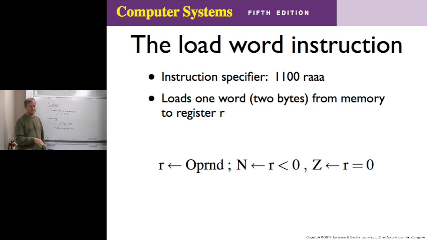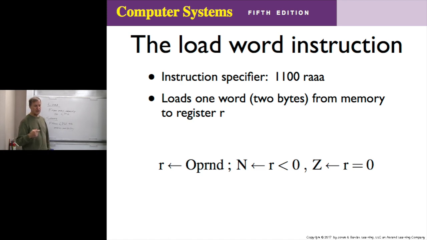to register R. So here is the, what is this language called down here in the bottom? This R gets operands, semicolon, blah, blah, blah. What is that? That's the register transfer language, RTL. And in the process of moving this, after it moves it, what does it set? What status bits does it set? The N bit and the Z bit. Yeah. Okay, you see that.